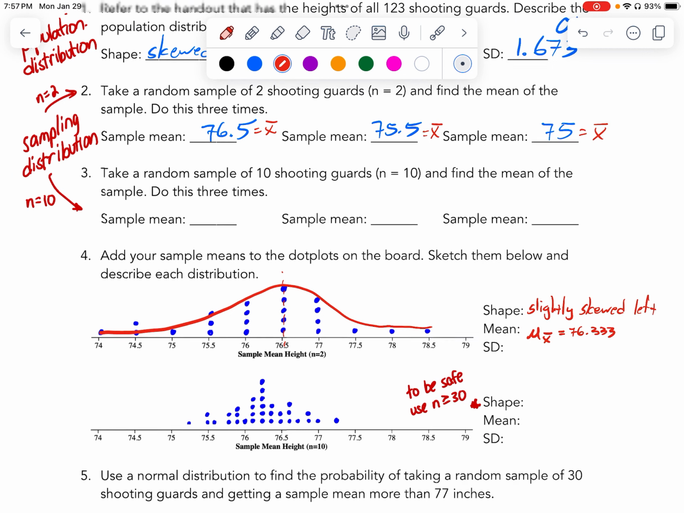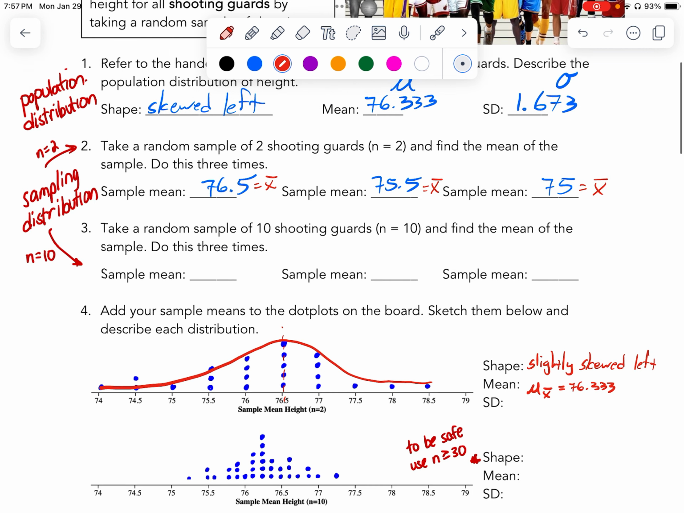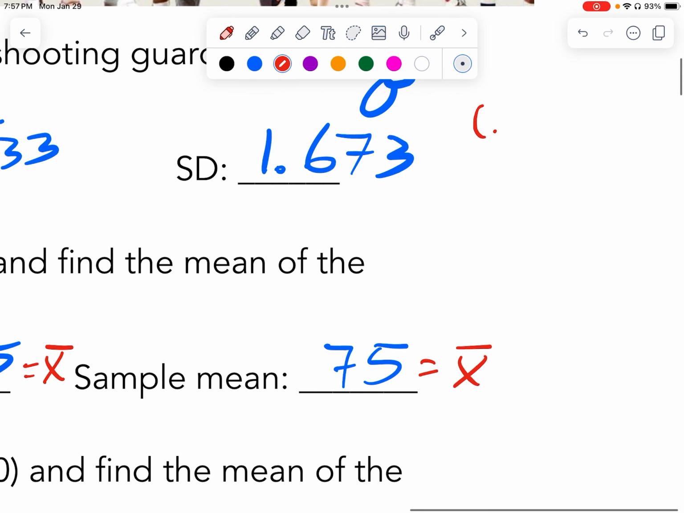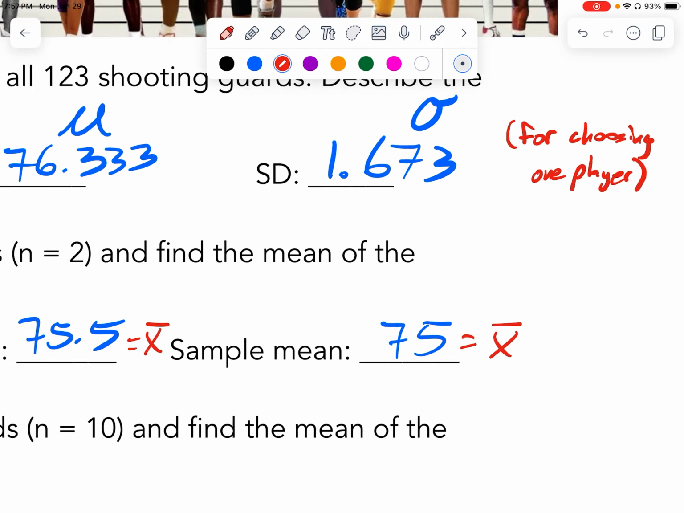Okay. And the standard deviation is not this. You might be thinking that. Remember what we learned yesterday. This is the standard deviation. You might even want to say this is for choosing one player. Okay, we're not. We're choosing two players.